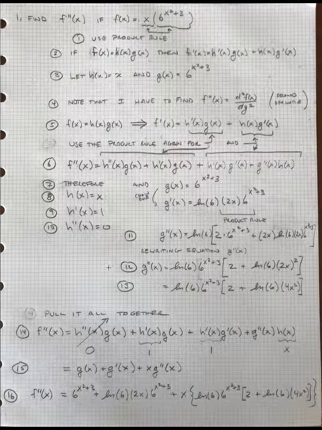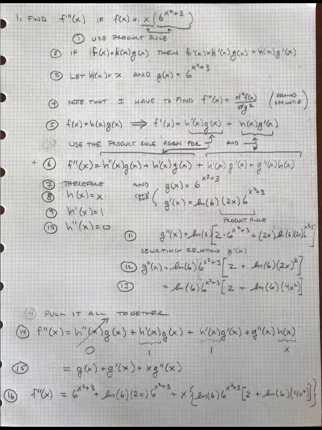And so in line 12, I just noted that line 11 was kind of messy and crammed, so I went ahead and wrote it again, but I also noted that I can pull out this exponential, 6^(x squared plus 3), from the parentheses, which gives me this inside of the parentheses. And in line 13, I really just squared the 2x. So inside the parentheses, I have a 4x squared. And so line 14 is just pulling it all together.